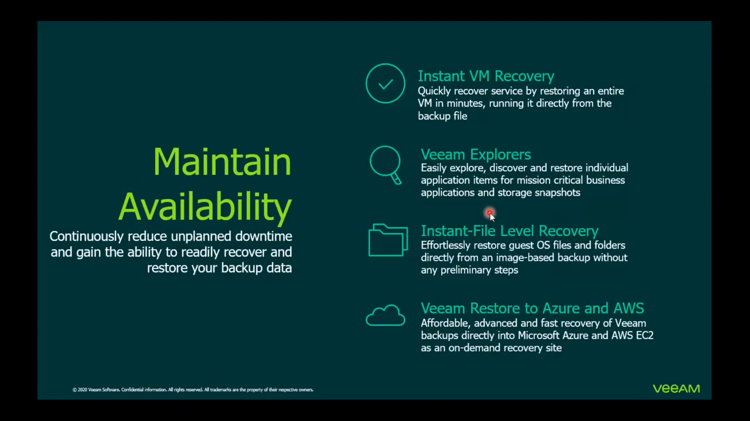How do we maintain availability? How do we maintain that your data is available? We have something called Instant VM Recovery. Instant VM Recovery is a process with the help of which we are booting a VM onto a hypervisor instantly from your backup repository, right? This happens instantaneously. Then your Veeam Explorers, when it comes to restoration, we give you a GUI view using Veeam Explorers to see your data.